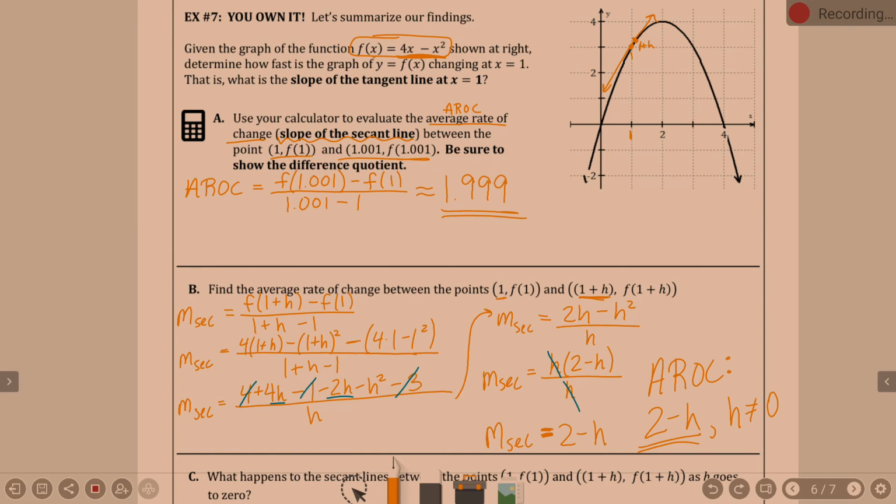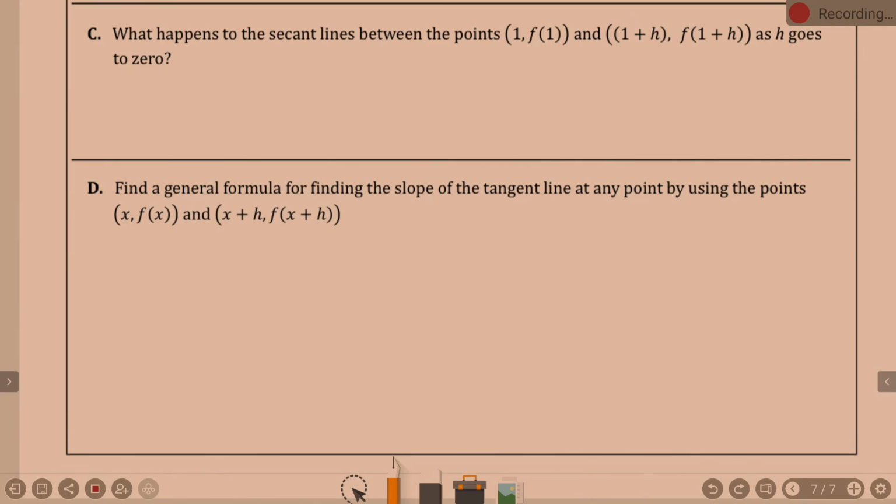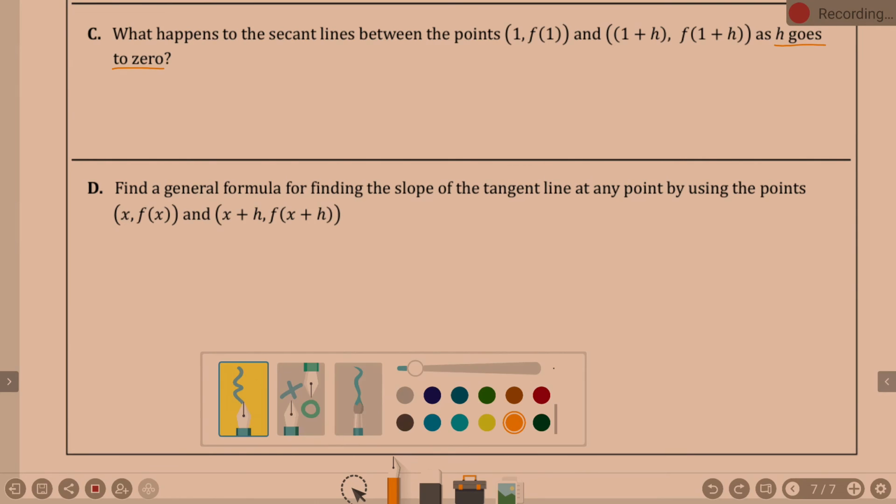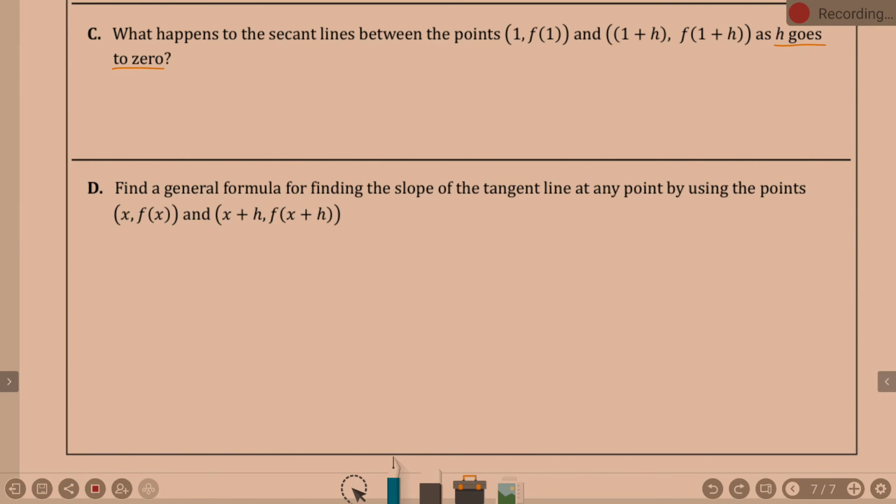Okay, C. You ready for C? It's a small box. That means it's got to be a smaller answer, right? In theory, it is, but never hard. What happens to the secant lines between the points 1 and 1 plus h as h goes to 0? Smaller, smaller, smaller, till it does not exist.